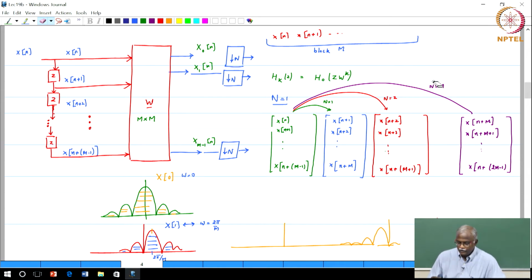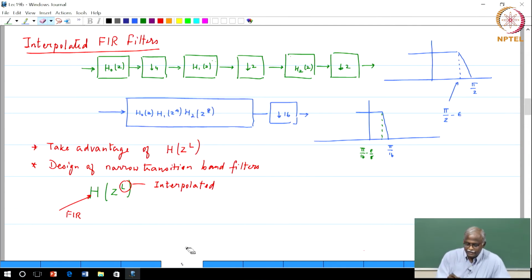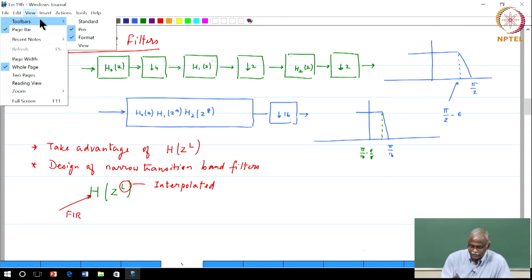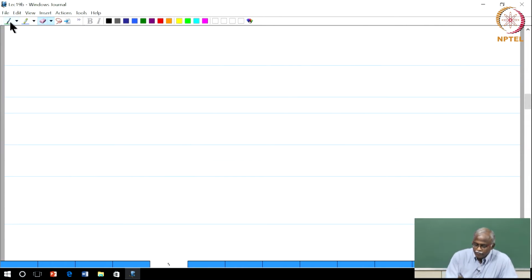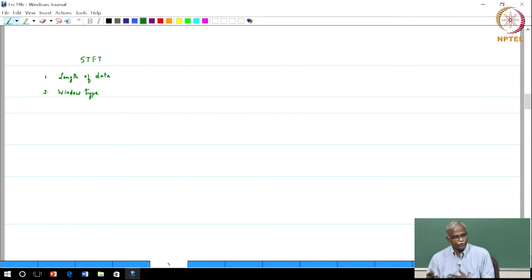Okay. Well, short time Fourier transform, the question is what is this structure used for? Let me just introduce a blank sheet and write down some points to answer that question. Okay. So, short time Fourier transform has the following. One, you must decide on the length of your segment, the length of data. That is the first thing you have to decide. The second one would be the window type, because you always prefer to window the data before you compute the short time Fourier transform.